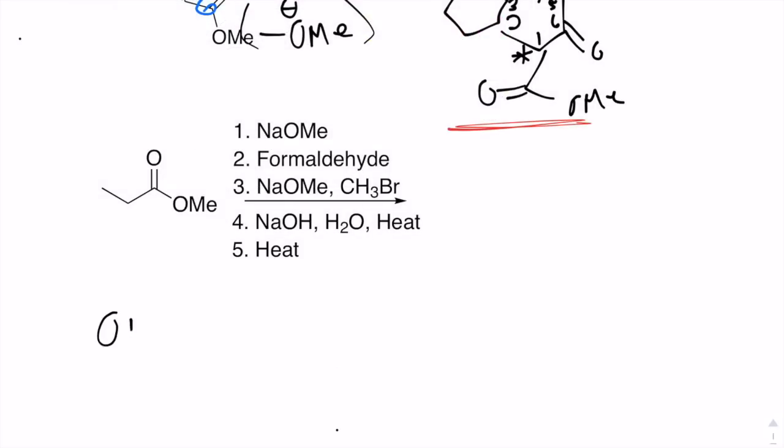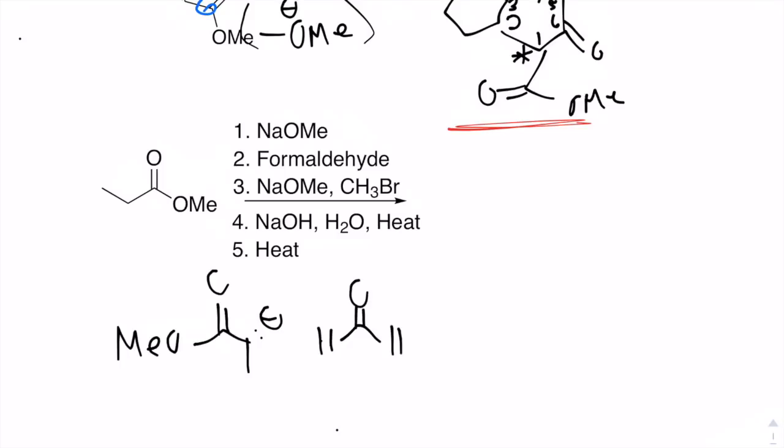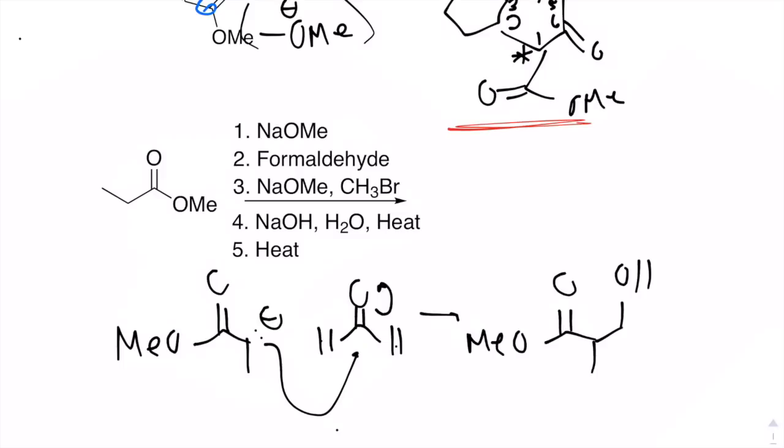So we have MeO, and we form the enolate there, and we're reacting with formaldehyde. So the product of step 1 is complete deprotonation of that enolate, and then we are going to attack into this carbonyl, so we are going to form this product. Okay, so we formed this product, all right?